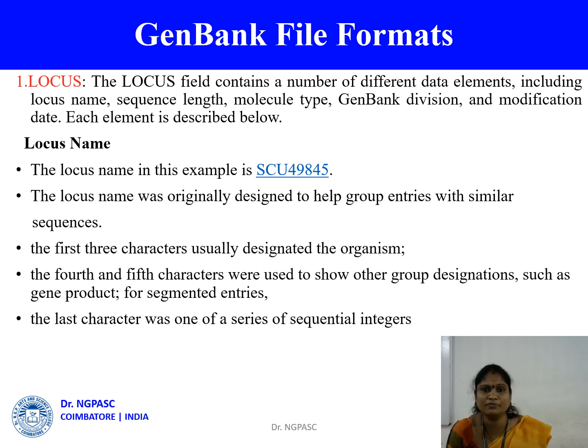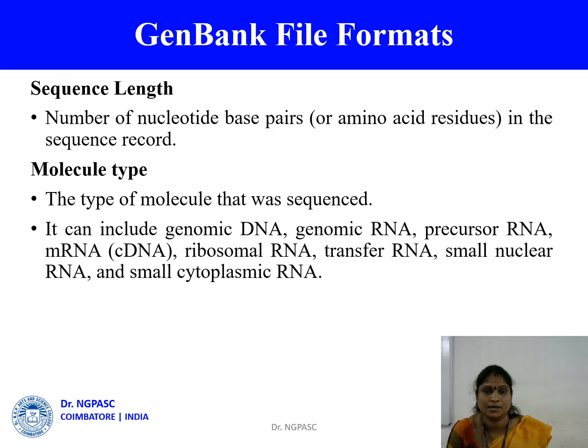The fourth and fifth characters were used to show other group designations, such as it may represent the gene product or the segmented entries. The last character was one of a series of sequential integers. Then the next part in the locus field is sequence length.